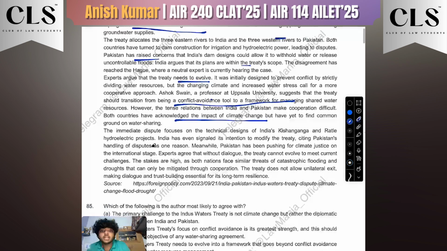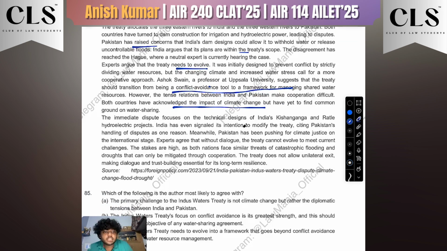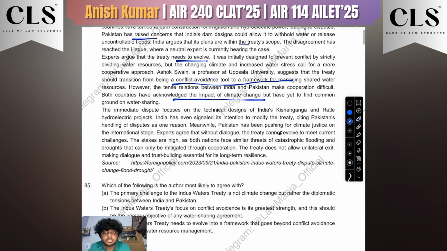The immediate dispute focuses on the technical designs of India's Kishanganga and Ratle hydroelectric projects. India has given signals of its intention to modify the treaty, citing Pakistan's handling of disputes as one reason. Pakistan has been pushing for climate justice. And as such, experts argue that the treaty cannot meet current challenges without reform. The stakes are high, both have similar trends of catastrophic flooding and droughts, and that can only be mitigated through cooperation. The treaty does not allow unilateral exit, making dialogue and trust building essential for its long-term resilience.